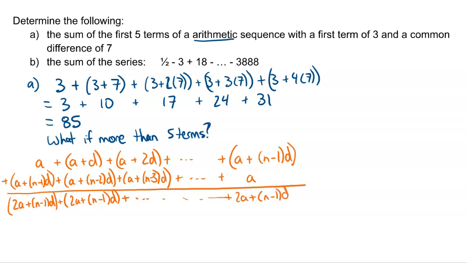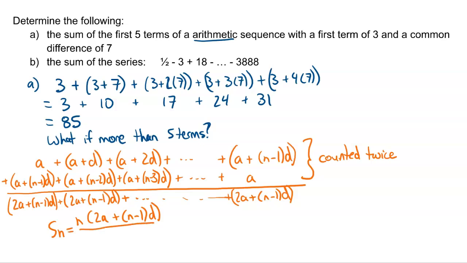And so what we could say is, in general, we have this 2a plus n minus 1 times d. And so we have n of those, so we have n times 2a plus n minus 1 times d. But the problem is that we've actually counted this twice because we've set it out in one order and then we've done it in the reverse order below. We've counted it twice. So in order to account for that, we have to divide it by 2. And so that entire sum is going to be that equation because now we've divided that by 2.